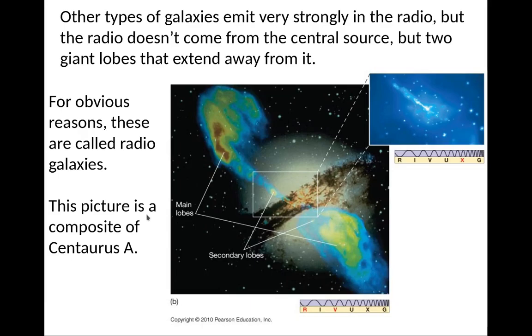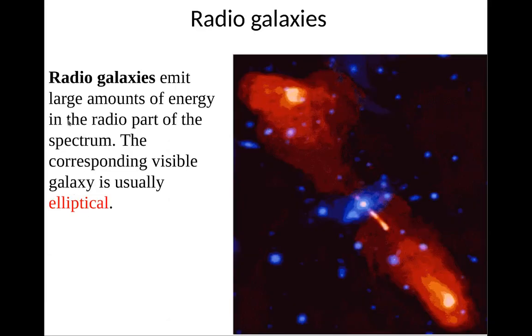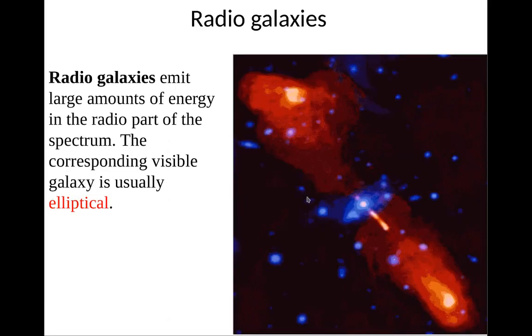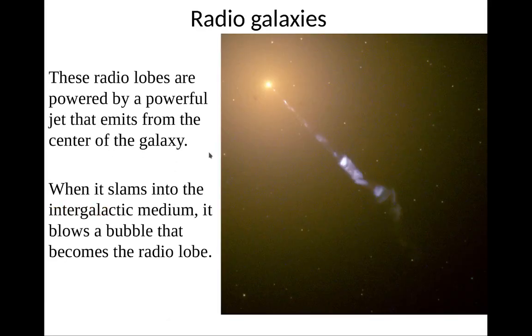So these are called radio galaxies, right? They have a huge amount of energy in the radio part of the spectrum, and the corresponding visible galaxy is usually an elliptical galaxy, kind of like this one. It's almost elliptical-ish, right? It's M87 actually, which basically made the news recently because this is the galaxy they imaged a black hole of. Right, so these radio lobes are powered by a powerful radio jet from the center of the galaxy. When it slams into the galactic medium, it blows a bubble and becomes a radio lobe.